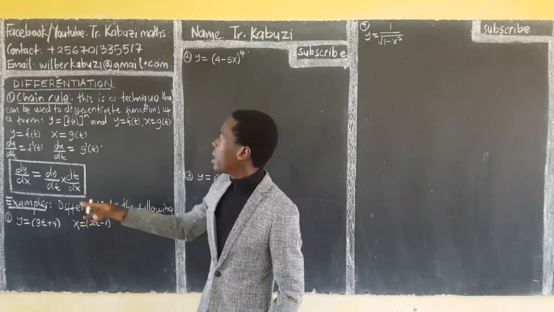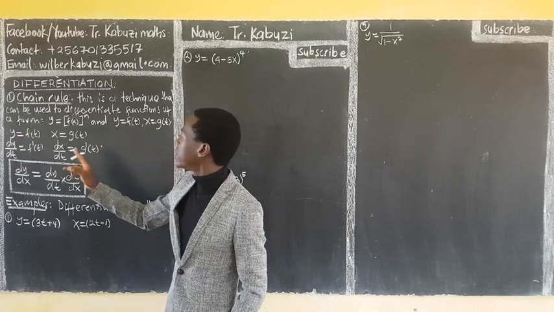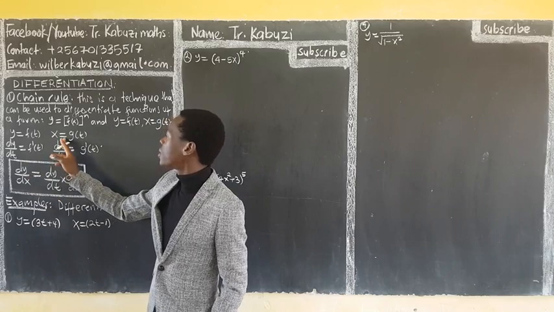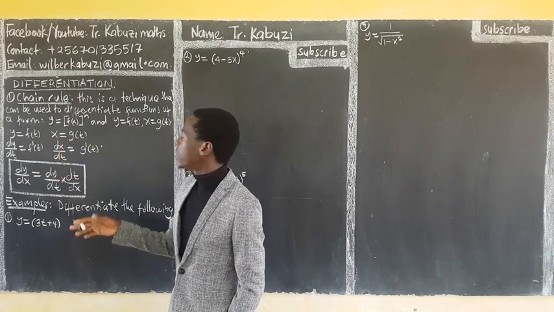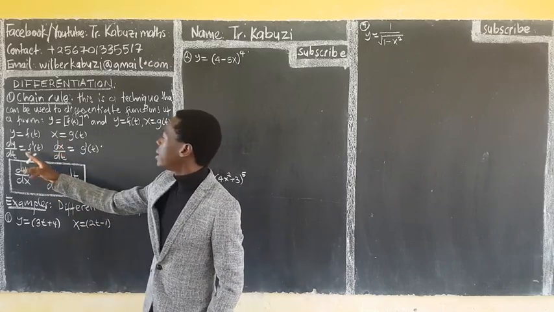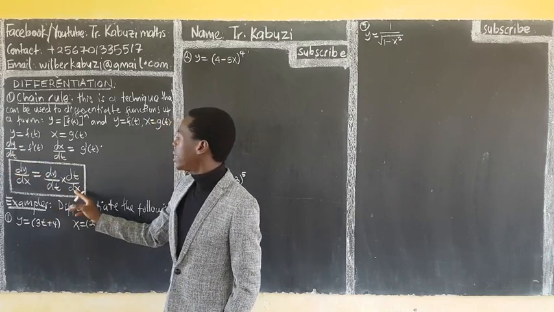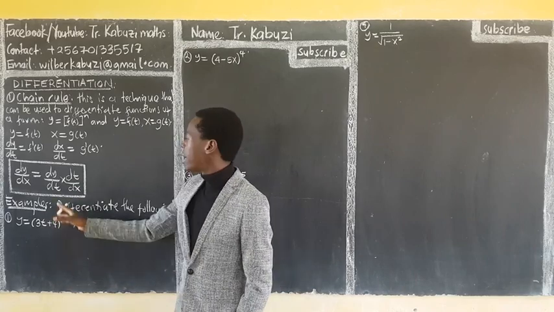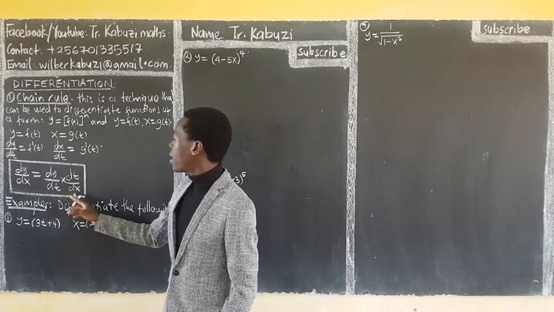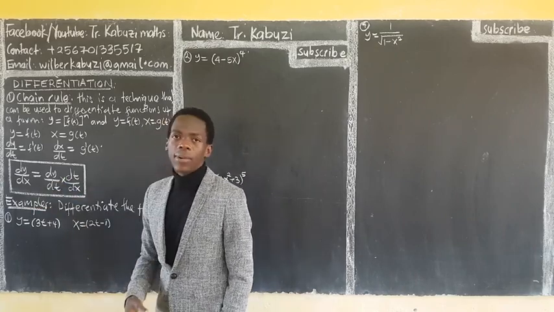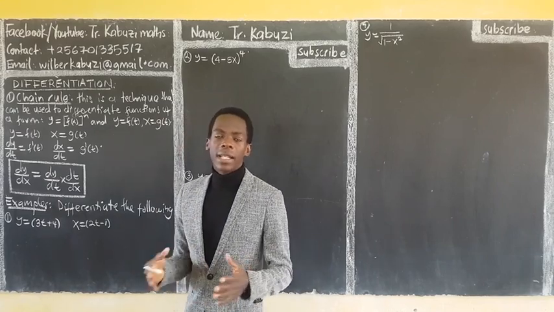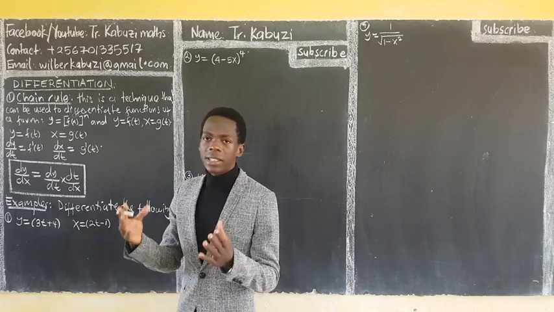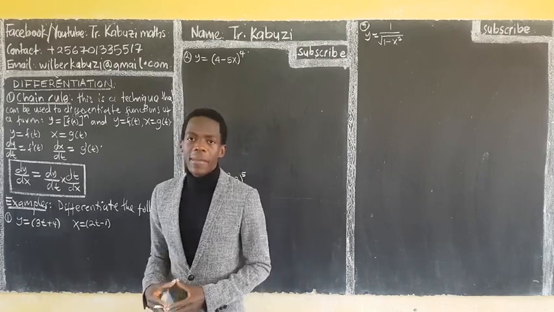How do you differentiate them? When you have y equal to this and x equal to this, you differentiate y with respect to t and also differentiate x with respect to t. Now to get dy/dx, you get dy/dt times dt/dx. You see that as if the dt and dt cancel, and you get dy/dx. So whenever you have two functions with the same variable, you can always get their derivative by combining them like this. Let us see some examples here.